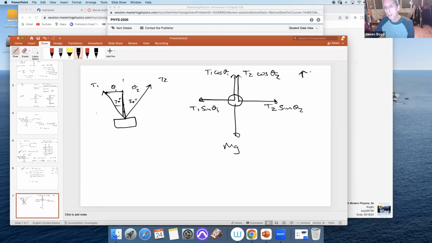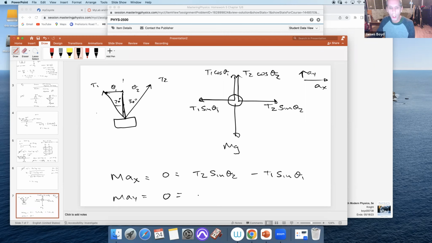I'm going to choose up to be my ay, and I'm going to choose to the right to be my ax. They are both 0 because it's not moving, but I need to be able to write them. So m ax and m ay. Both are 0 because it's in equilibrium. And I get T2 sine theta 2 minus T1 sine theta 1. And I get T1 cos theta 1 plus T2 cos theta 2 minus mg.